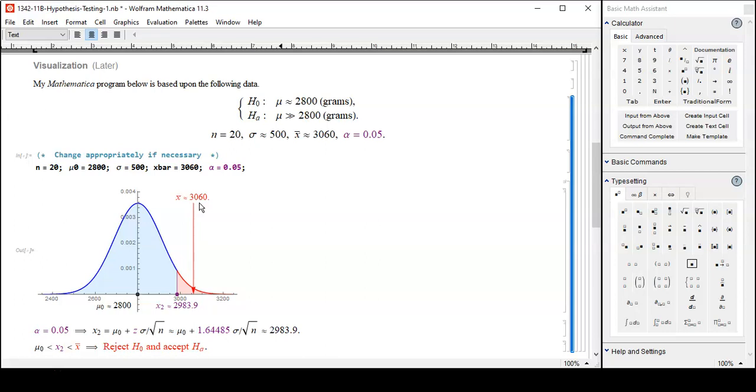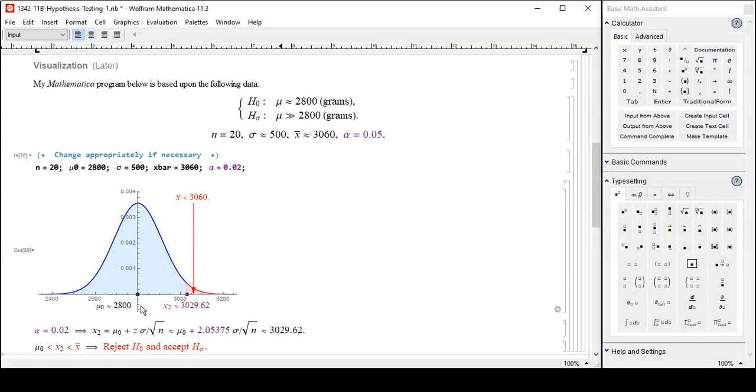And based upon that, 3060 is far away from the null, so I reject the null hypothesis because it's far away. Now, what if I change this alpha value into something smaller, like 2%? Okay, now the red region has only 2%, and what do I get? 3029 and 3030 or so. That's the threshold now, and there's about a 2% chance that I end up with a sample mean of 3030 or higher, simply out of luck, assuming null is right, still 2,800.